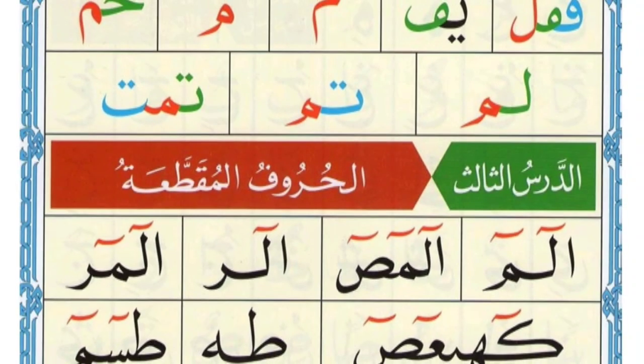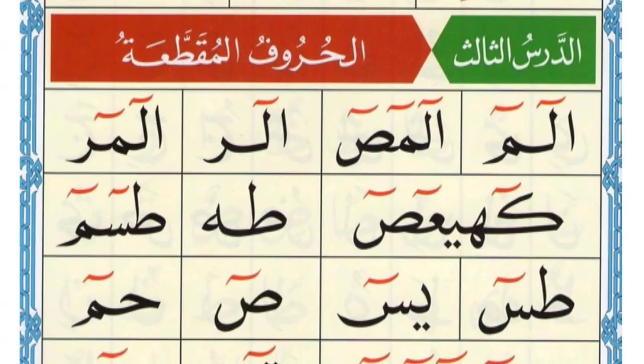Welcome to our channel. Today inshallah we have the third lesson of Al-Qaida Noorania course. Let's get started. The name of our lesson today is Al-Huruf Al-Muqatta'a, which means separated letters. These letters, you're only going to find at the beginning of certain surahs, and they have a special pronunciation. We know them because when we start reading the Quran, you're going to face them at the beginning of certain surahs.